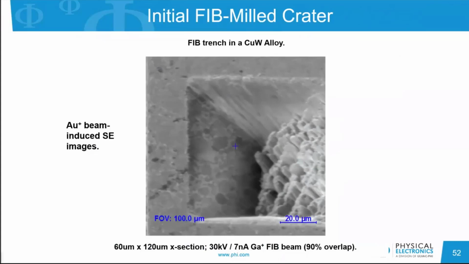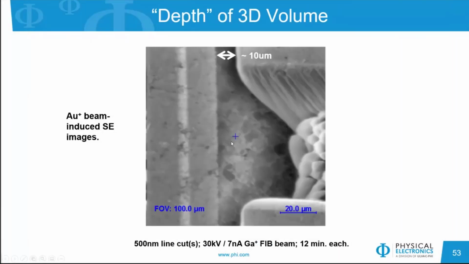a FIB trench in a copper tungsten alloy, and so just looking at the cross section of this FIB trench here, this is a 60 by 120 micron FIB trench, and this is a secondary electron image from the ion beam here. And so we want to find the area of interest here, and so we're going to look at this cross section here. And so that was before, and this is after.